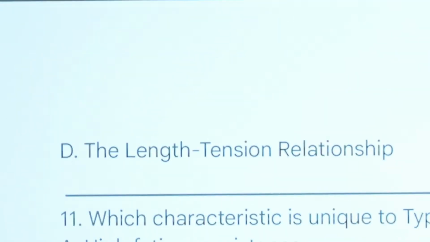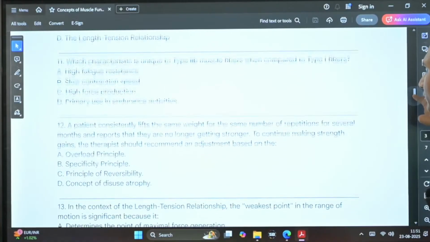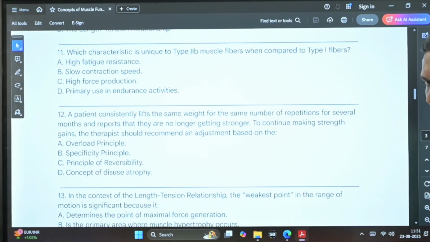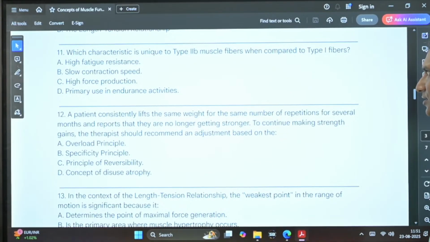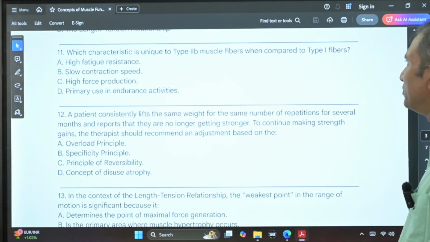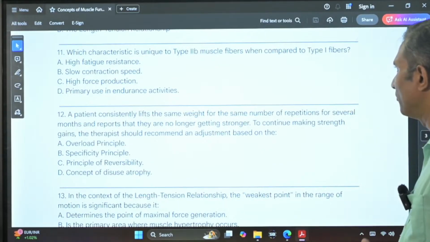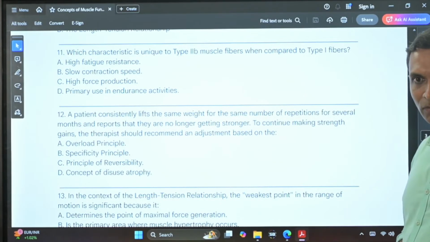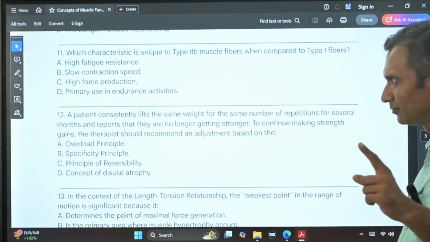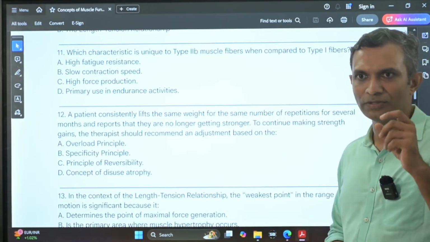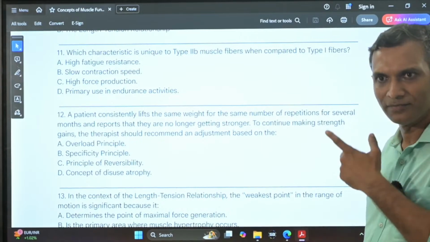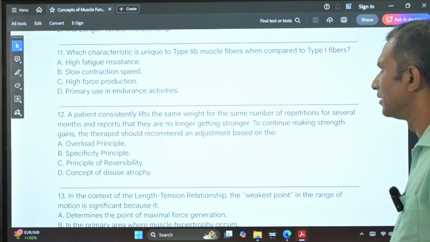Okay, we go to question number 11. Which characteristic is unique to type 2B muscle fiber when compared to type 1? Type 2B. You know that in type 2 there are many classifications. We are talking specifically about 2B.